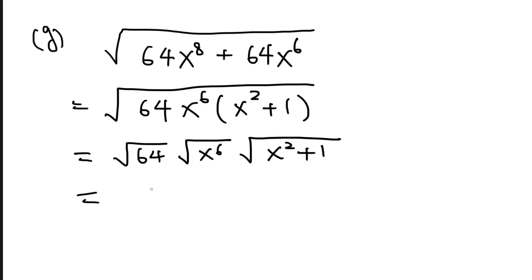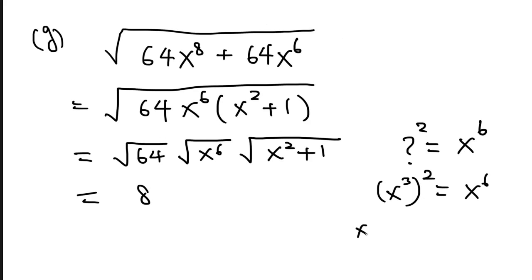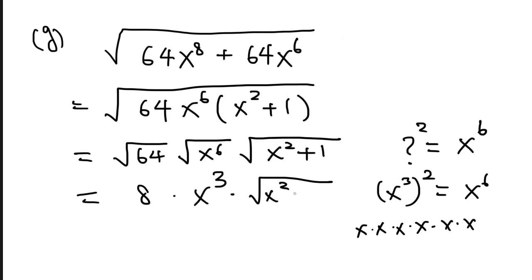64 is 8 squared, so this is 8. And which expression squared equals x to the 6th? Well, x cubed squared equals x to the 6th, because x cubed is 3 factors of x, and if you multiply another 3 factors of x, the total number of x's is 6. So that's 8x cubed times, now the last radical expression, you cannot simplify this any further. So there you go, the answer is 8x cubed radical x squared plus 1.